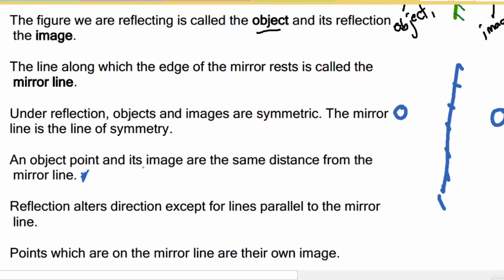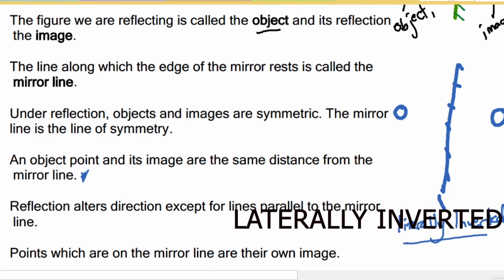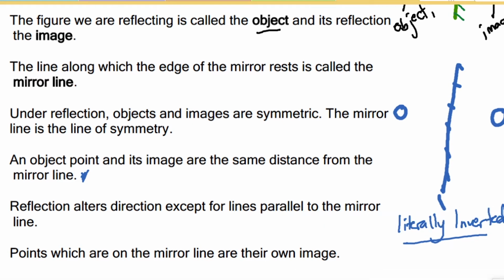Then reflection alters direction, except for lines parallel to the mirror line. The objects are literally inverted, meaning that, for example, if you look at yourself in a mirror, you see an image of you looking at you. And if you have your watch on your right hand, you will find that in the mirror it looks like it's your left hand that has the watch. That is what we mean by lateral inversion.